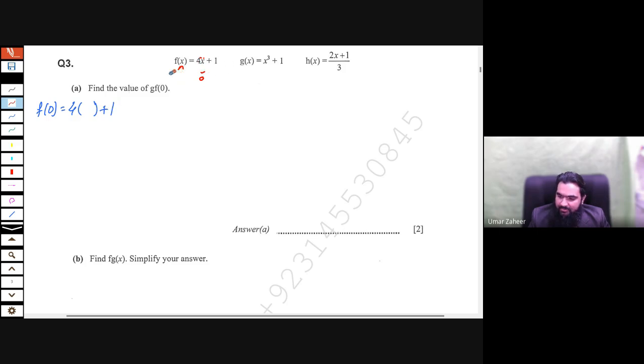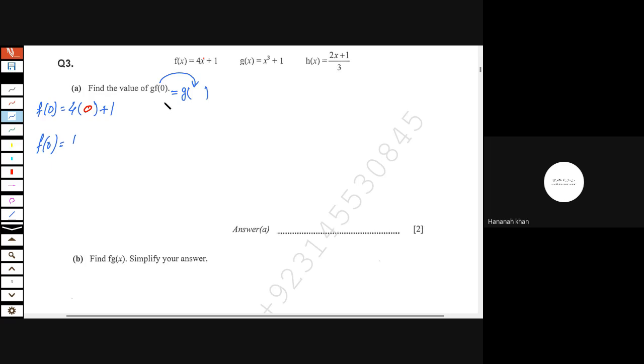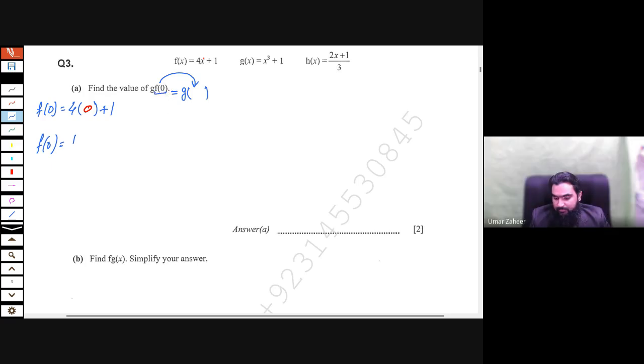And what do we have to substitute? We have to substitute 0. So f of 0 is equal to 4 times 0 is 0, 0 plus 1, 1. Now g into f of 0, g as it is, at the place of 0. What do we have to substitute here? F of 0. What is f of 0? 1. Yes, we have found the value, so we'll substitute 1.